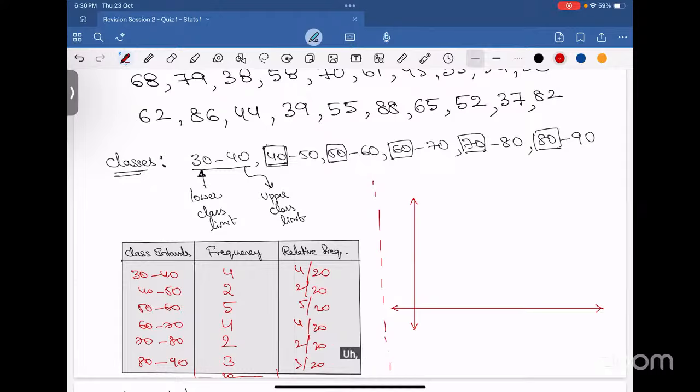How did you calculate the 20? Can you tell me? 20 is basically the sum of all the frequencies. Sum of all these values: 4, 2, 5, 4, 2, 3.